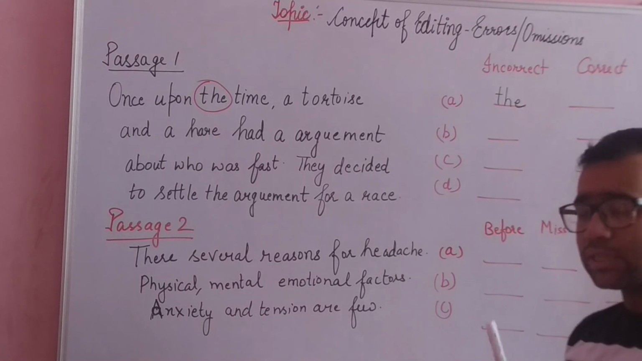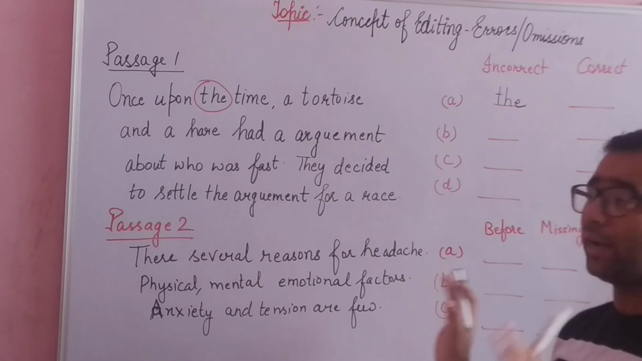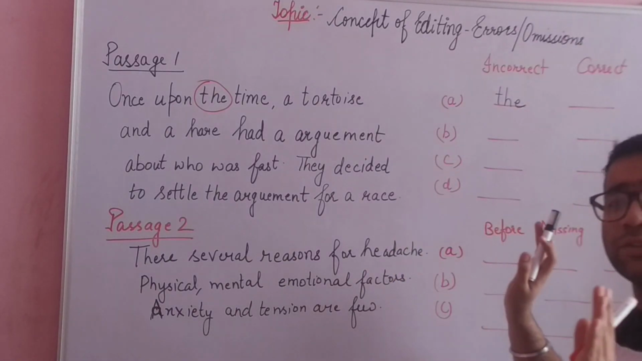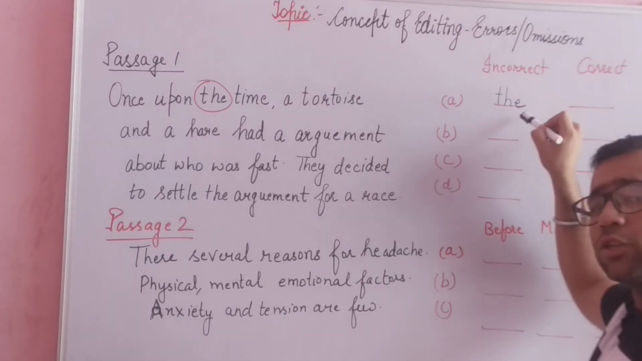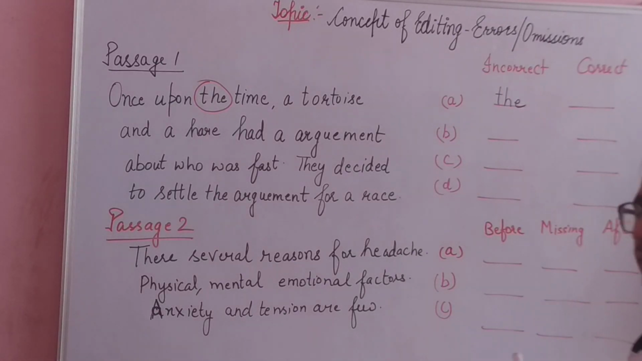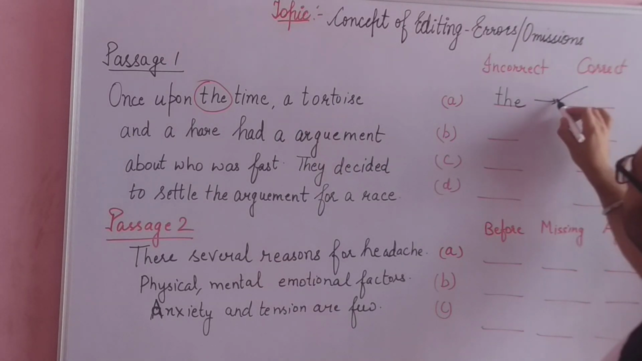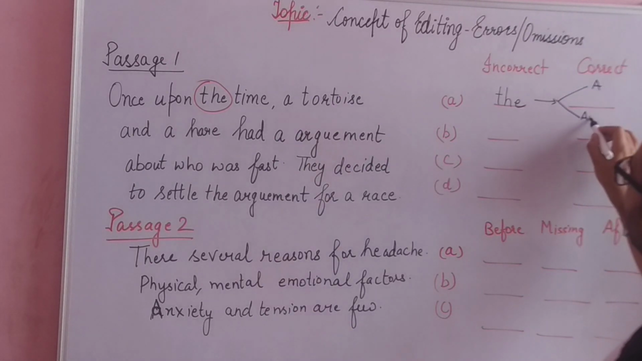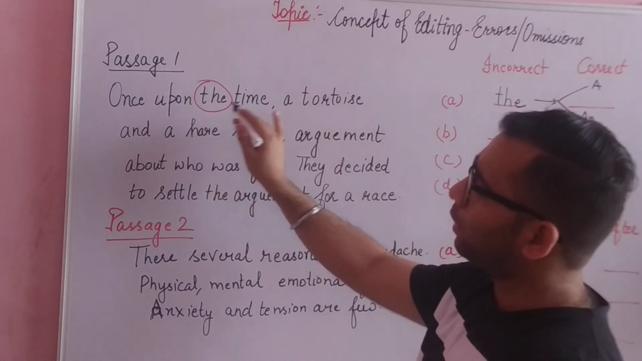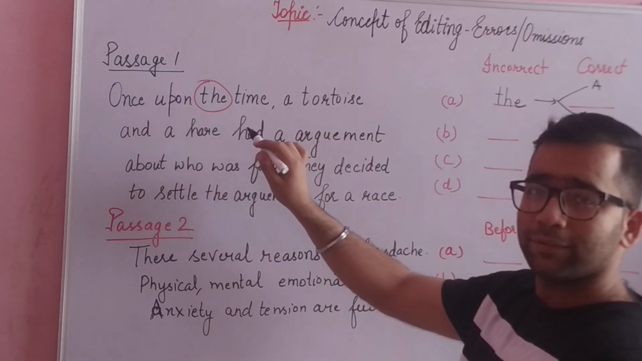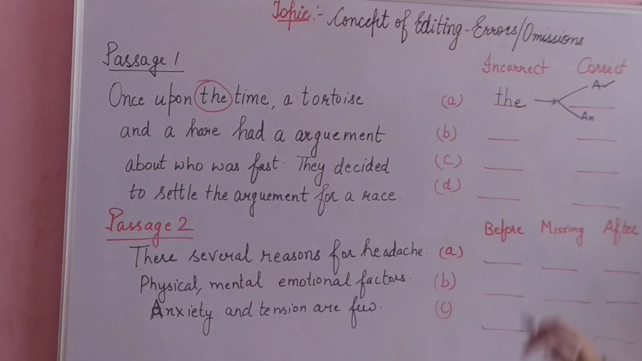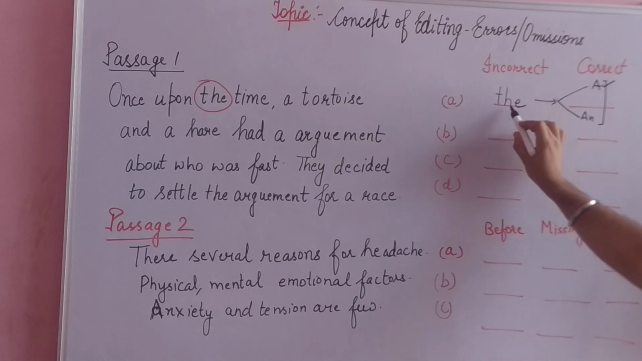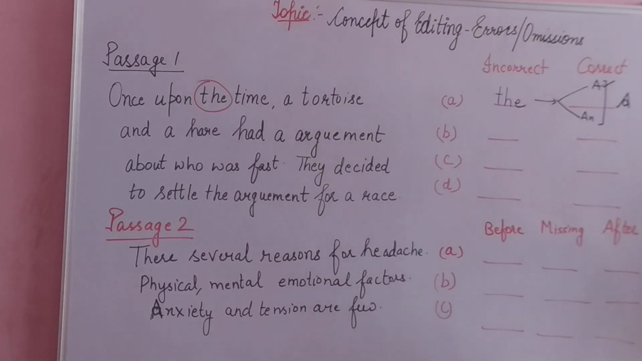Now what children do is start thinking of the whole vocabulary they have in their mind to correct it with. No, it is wrong. The correct approach is that the error is in the use of an article, so the correction will also be in the use of an article. That's all. The is to be corrected with either a or an. Now look at this: once upon an time or once upon a time. It should be once upon a time. So that is the correction. In the paper, you will not write like this. You will just mention the as incorrect and the correction as a. This is for the explanation part.